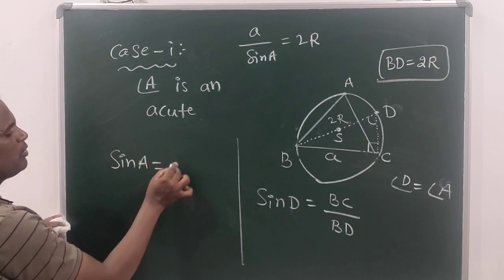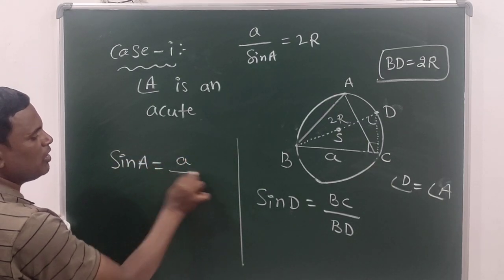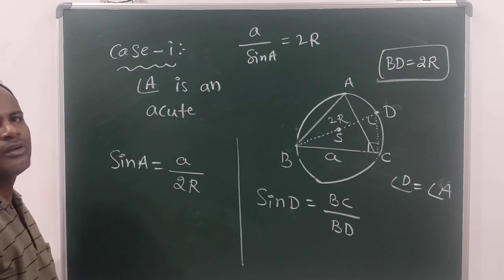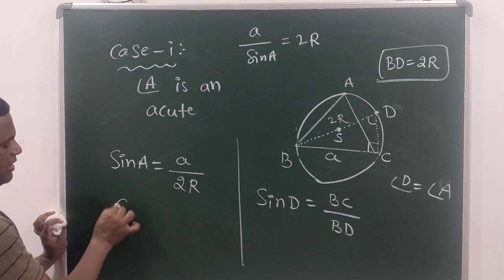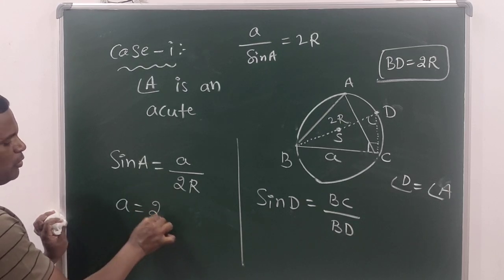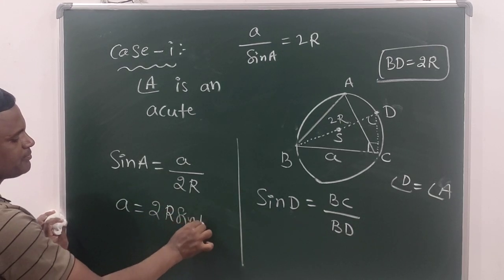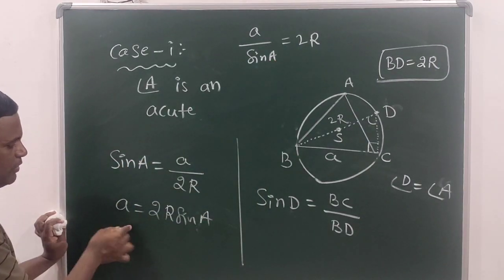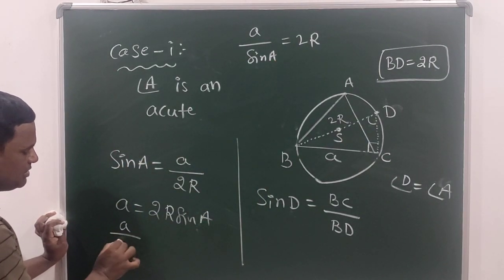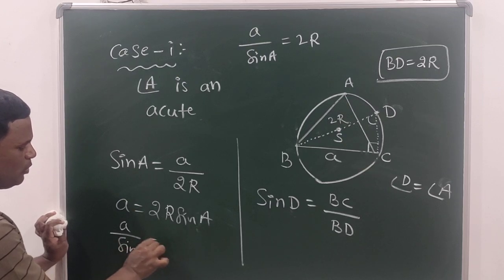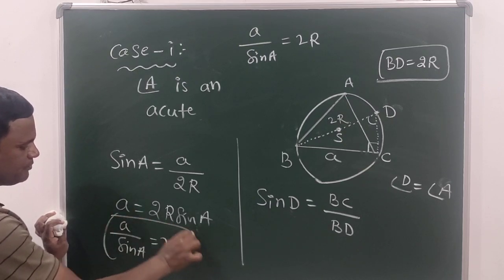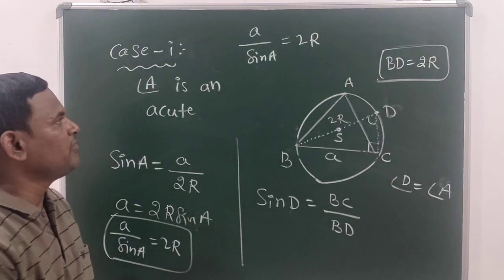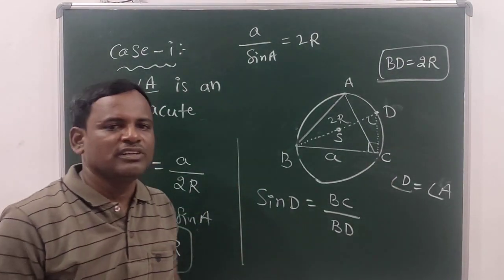So what do you get? Sin A is equal to BC over BD. BC length is small a and BD length is 2R. Now take cross multiplication so that you get 2R sin A. When you bring sin A to the left side, a by sin A equals 2R. Okay students, so here we have got a by sin A equal to 2R.